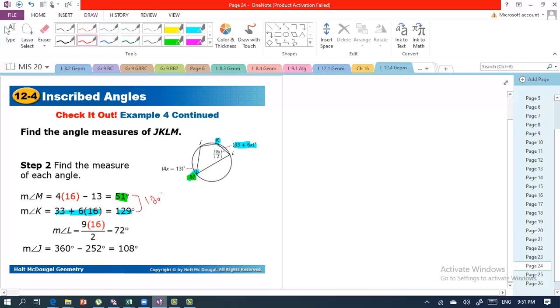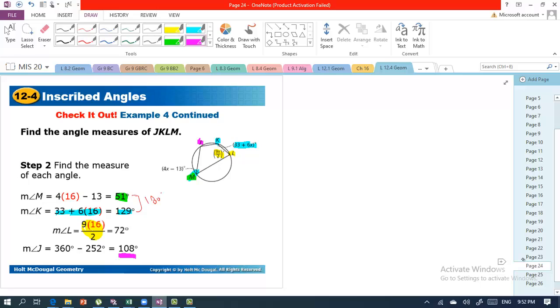Now to find the third angle here in yellow, which is L. To find L, 9 times 16 over 2, it's going to be 72. And to find the measure of angle J here in red, we subtract from the total. 180 minus 72 is 108. Either you take the opposite angles as supplementary in a cyclic quadrilateral, or we add all the angles that we found, which is 252, and subtract it from the total 360. So angle J is going to be 108.